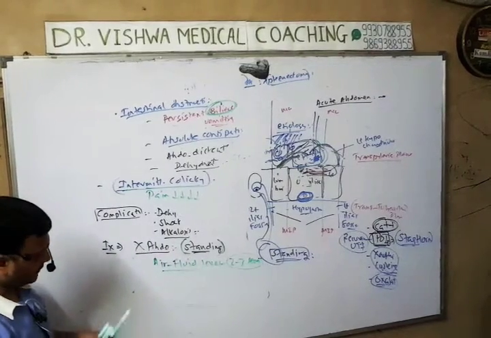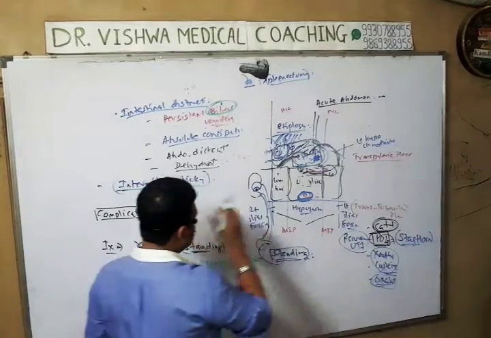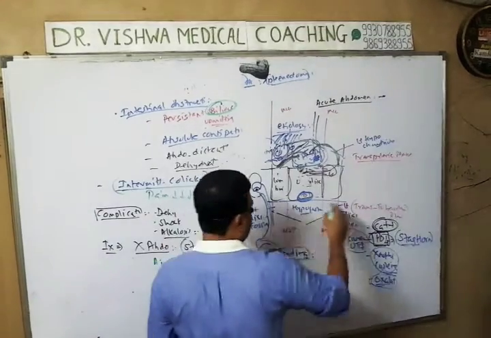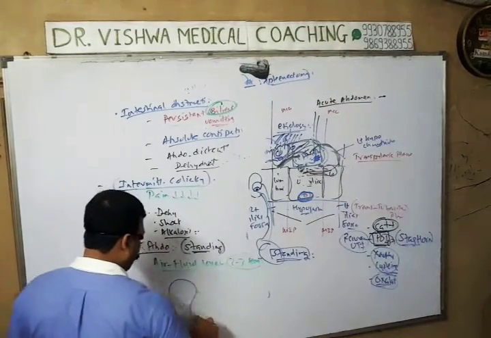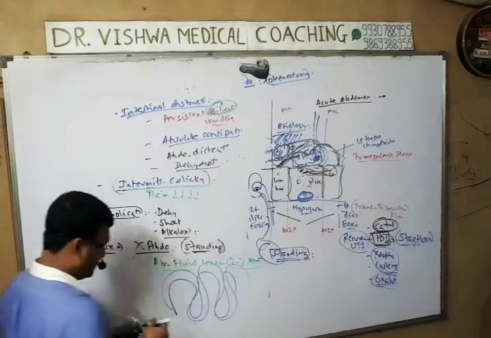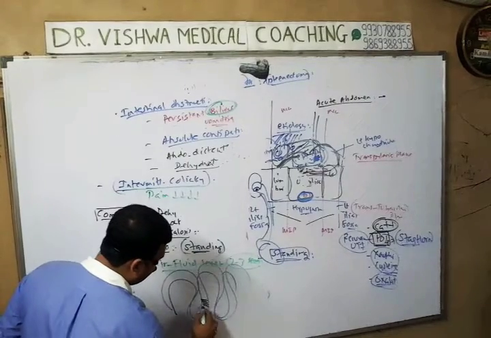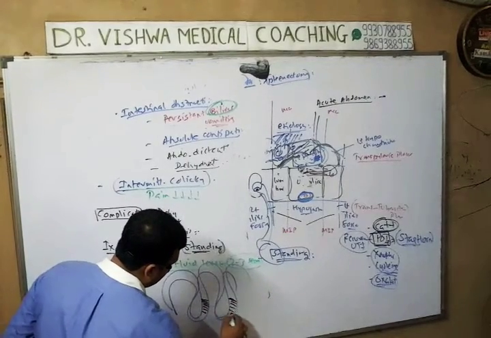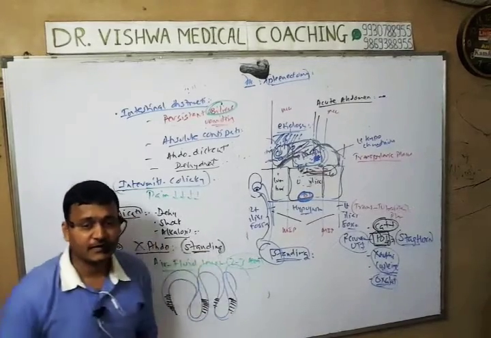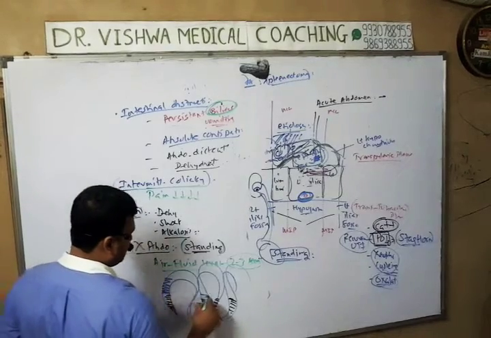Multiple air fluid levels. Now why do we get these? Because this is seen proximal to the obstruction. And because the intestines are getting coiled up like this, and in this coiled up intestine there is food, and the food has not moved ahead, so what will happen? Food gets fermented to produce gas.